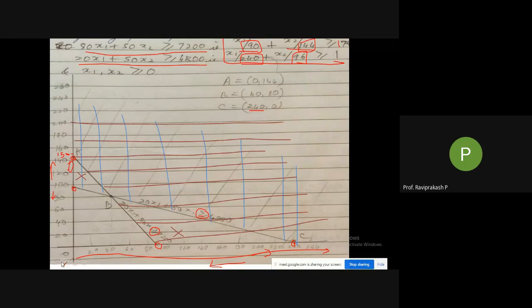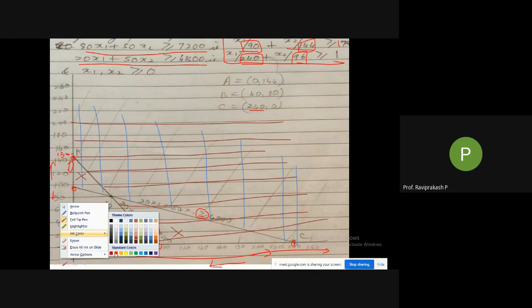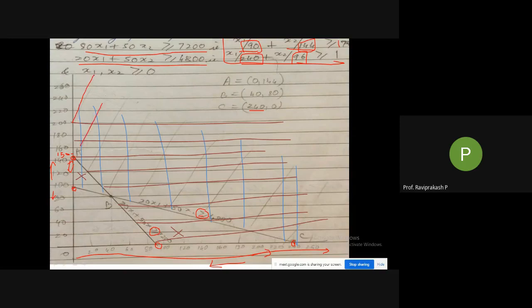So I'll change the color again. I'll mark it with red. Okay. Which one? Feasible region. So which is the feasible region? So I'll mark it like this. Here it's already there with pencil. So this is my feasible region. You need to be very careful. I should not go below this, or below this also. So wherever I am marking red only is my feasible region.